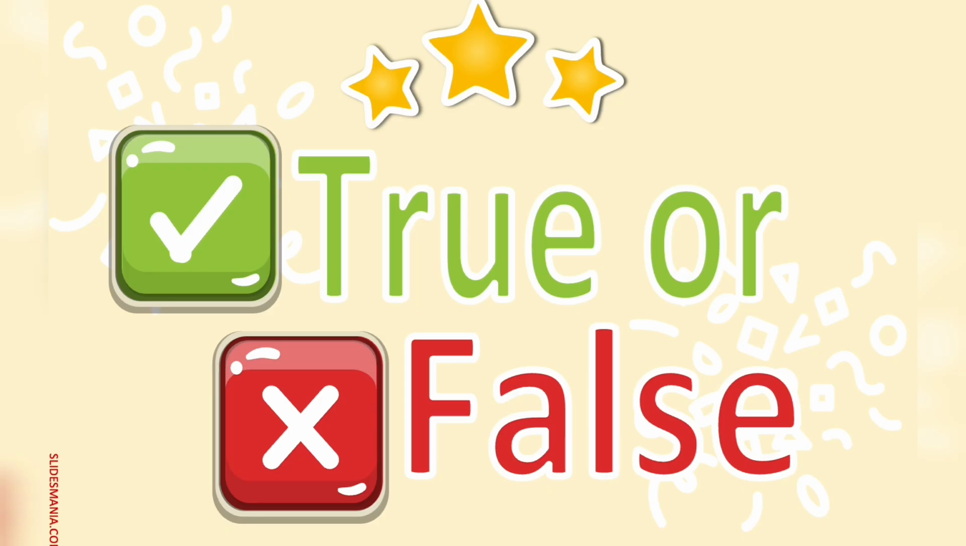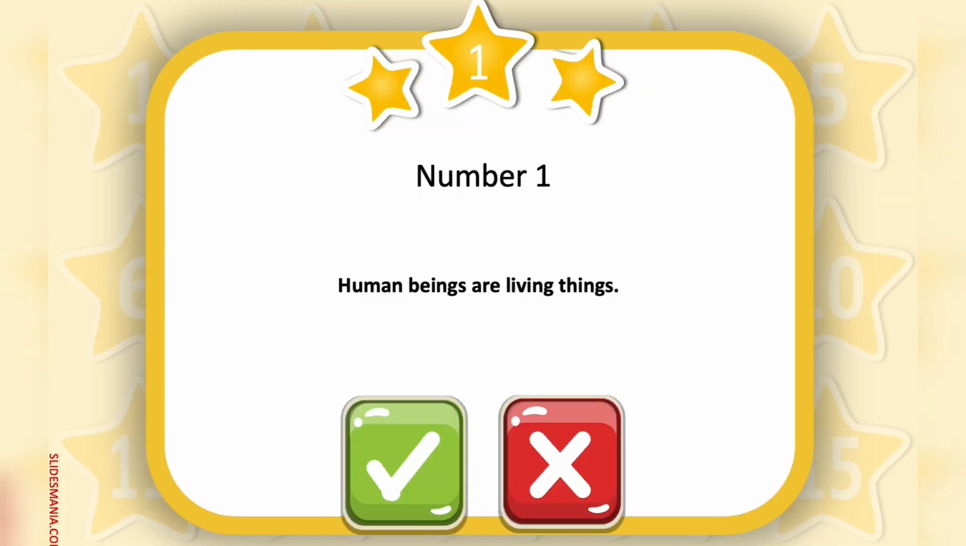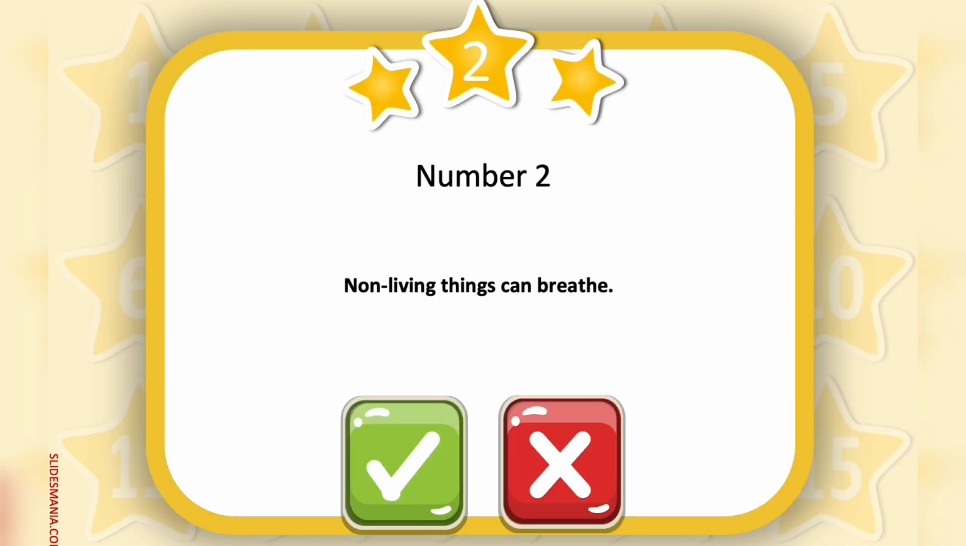Now you have to find true or false, okay? So let's go through the questions and see if you can say if it is true or false. Question number 1. Human beings are living things. True. Yes, it is true. Number 2. Non-living things can breathe. Is it true or false? False. Non-living things cannot breathe. Number 3. The water, air and sunlight are living things. No, it's false. They are non-living things.